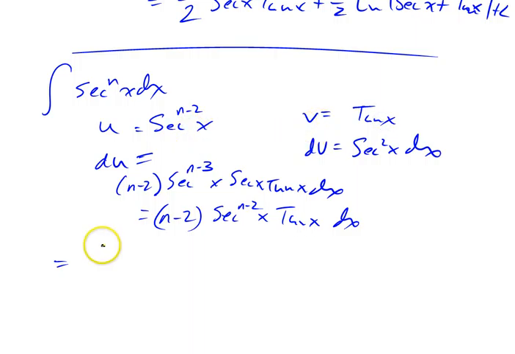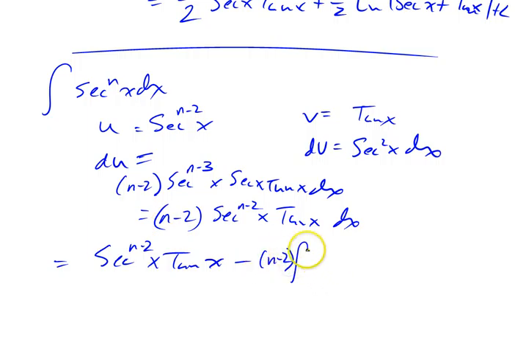So u times v is secant to the n minus 2 power of x times the tangent of x, minus the integral of v du. So minus the integral of, I'm going to leave a little bit out in front because this constant can just come out. That's an n minus 2 out here. And what do I've got? I've got a secant to the n minus 2 x. I've got a tangent of x dx, but I've also got another tangent of x. So from the du I've got a tangent x, from the v I've got a tangent x, so I've got a tangent squared x dx.